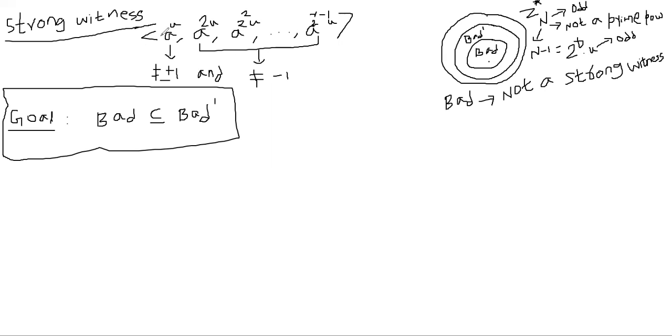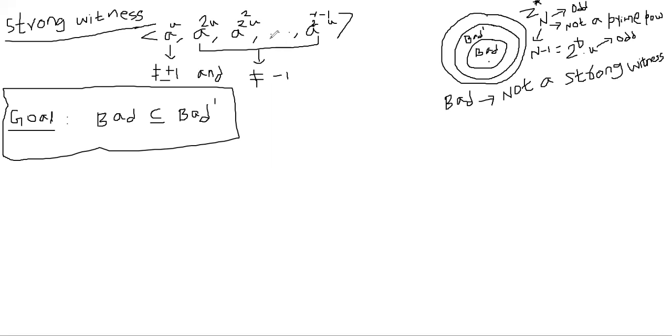An element a is a strong witness for n being composite if a power u is not equal to plus or minus 1, and a power 2u, a power 2 square u, all the way until a power 2 power r minus 1 times u, is not equal to minus 1. This is the property of being a strong witness. I proved that if n is prime, there cannot exist a strong witness. That means if you find a strong witness, n has to be composite, right? That's the idea we have been following so far.